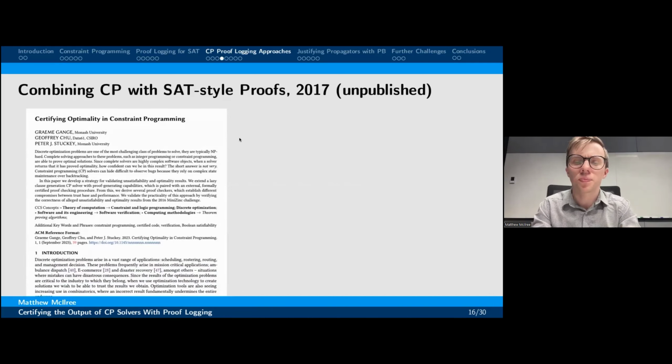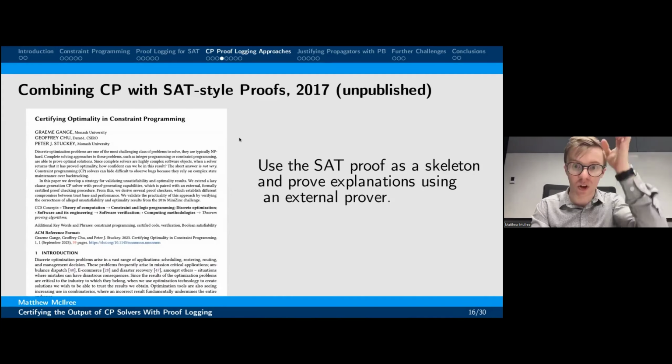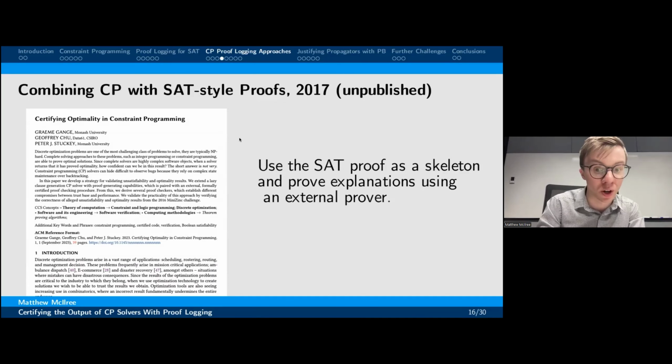So basically, you can proof log CP optimality if you first have a trusted checker for a solution, and then you derive an unsatisfiability proof from the axiom clause that we must do better than this solution somehow. So what they did, and they used a lazy clause generation solver as the basic scaffold for this, is they used the SAT proof as a skeleton, and then they allowed this proof to pull in explanations that were already justified using an external prover.